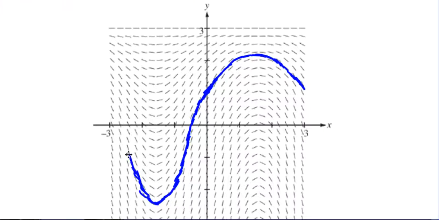I know this is a pretty rough sketch here. I'm trying to do this with a tablet, so it's not the easiest thing ever. But you just follow the slopes there. Now, let's be real. You get 1 point for this.